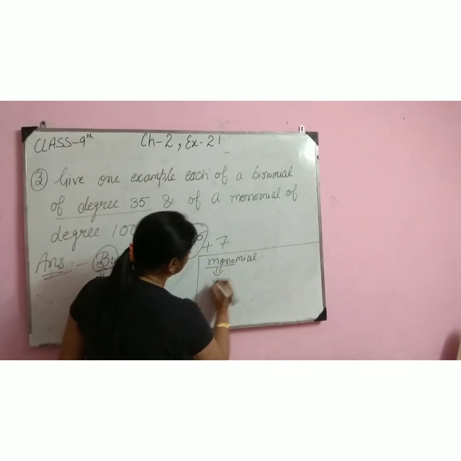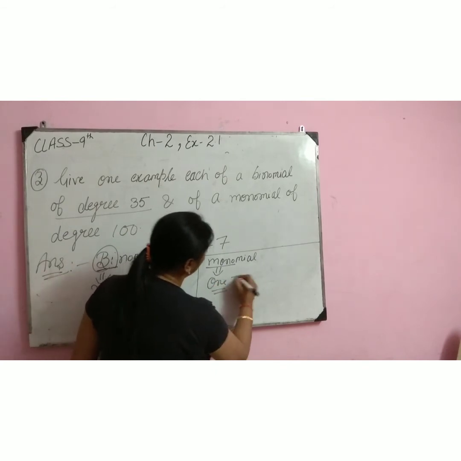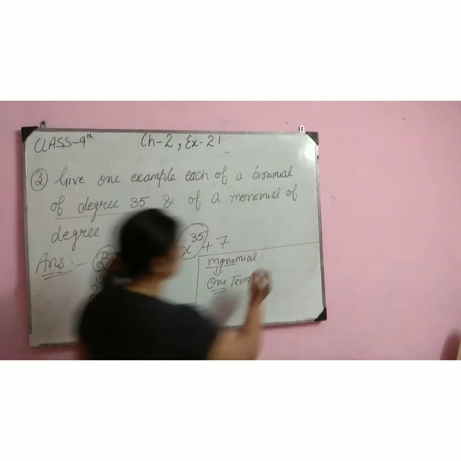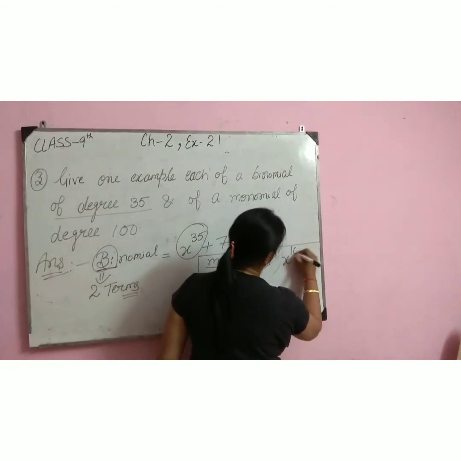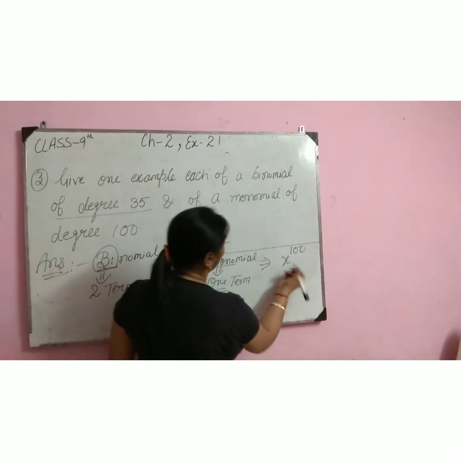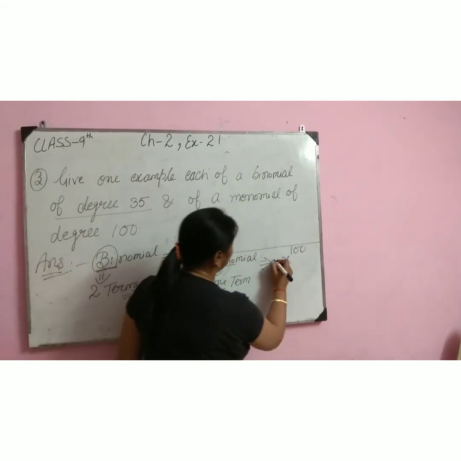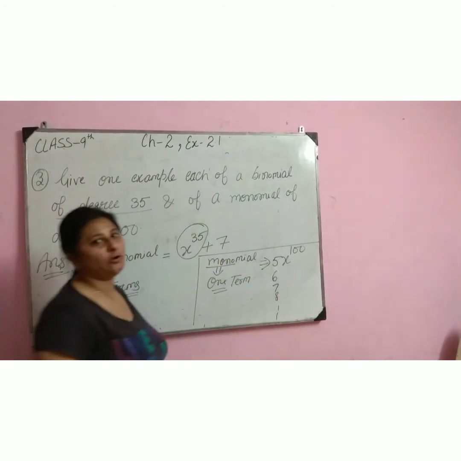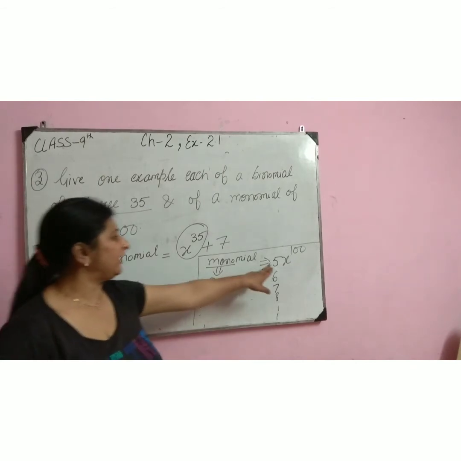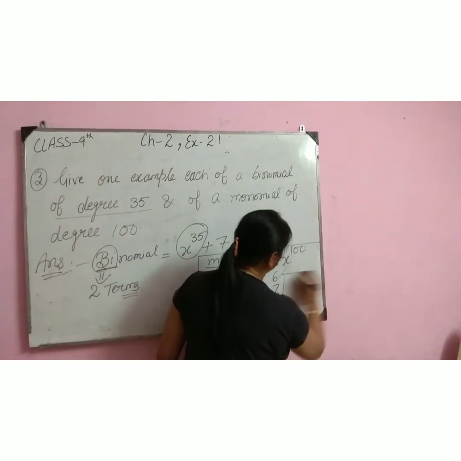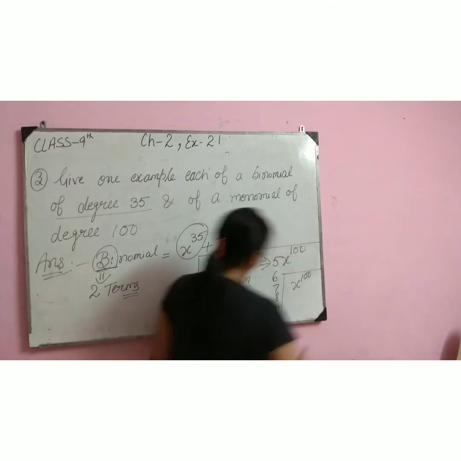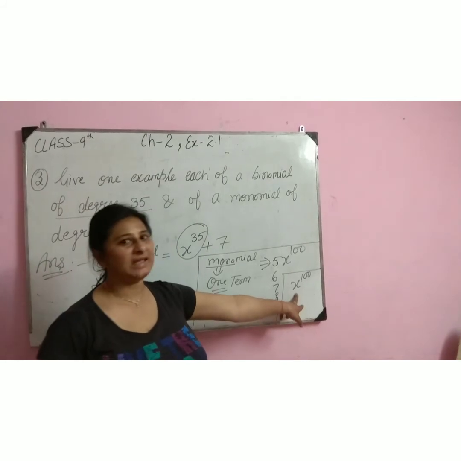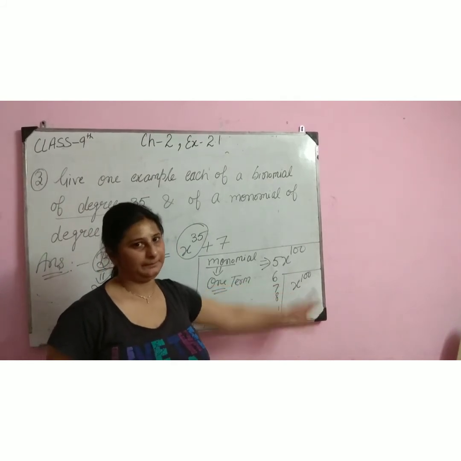Mono means one. Mono means one term. But with degree 100, you can write x raised to power 100. Whatever you want, you can write 5, 6, 7, 8, it's up to you, otherwise simply write x raised to power 100. Because in a monomial, I want only one term, that is x raised to power 100.